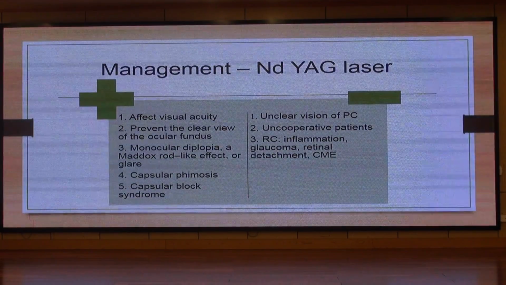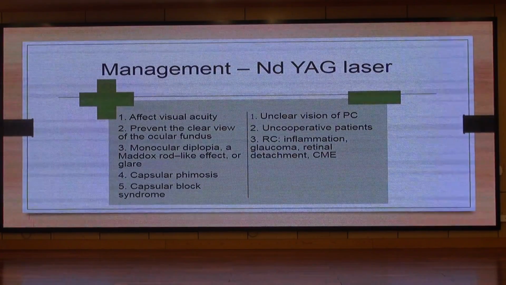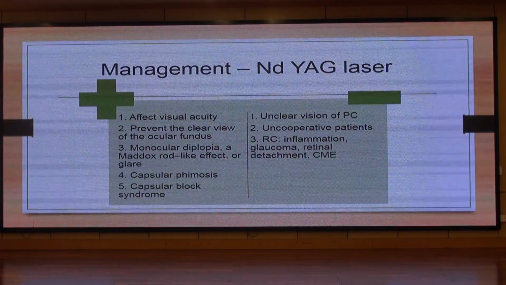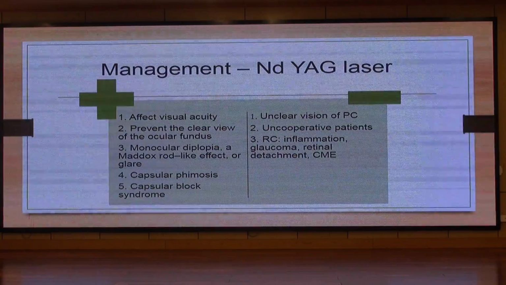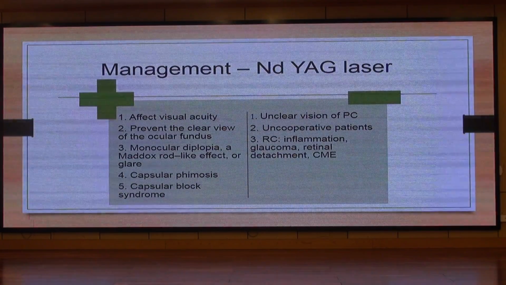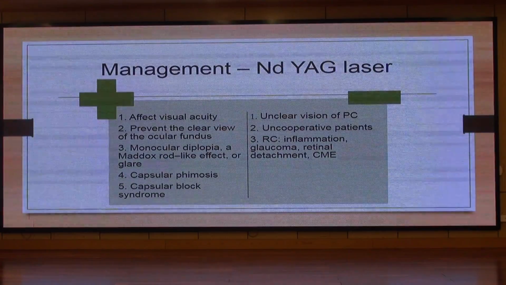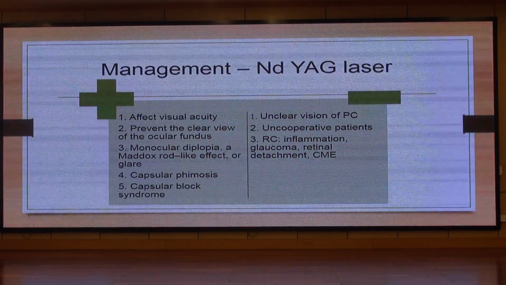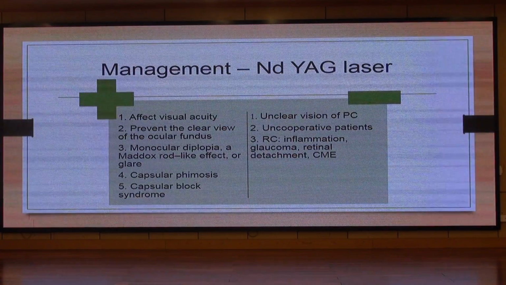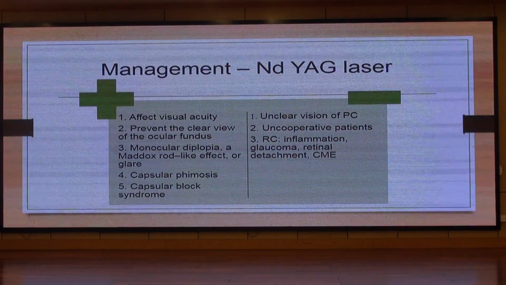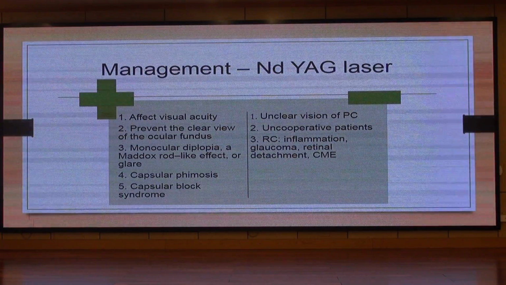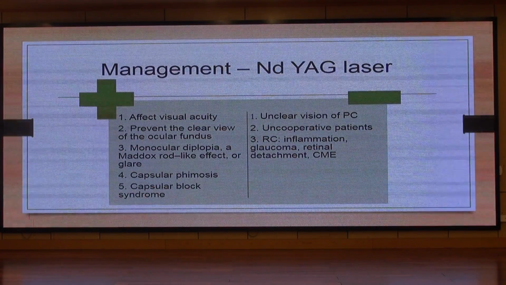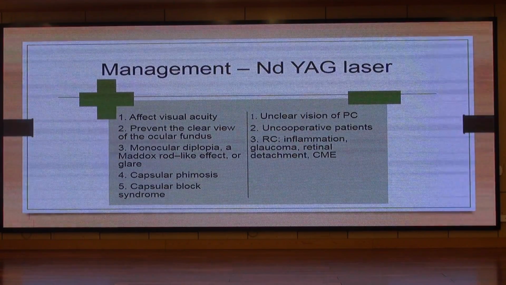And one of the most important managements of PCO is using YAG laser for capsulotomy. Some indications of using laser: the first one is PCO affecting visual acuity. The second one is PCO preventing a clear view of the ocular fundus. The third one is PCO causing monocular diplopia, a mild rod-like effect or glare. The fourth one is capsular phimosis, and the final one is capsular block syndrome.